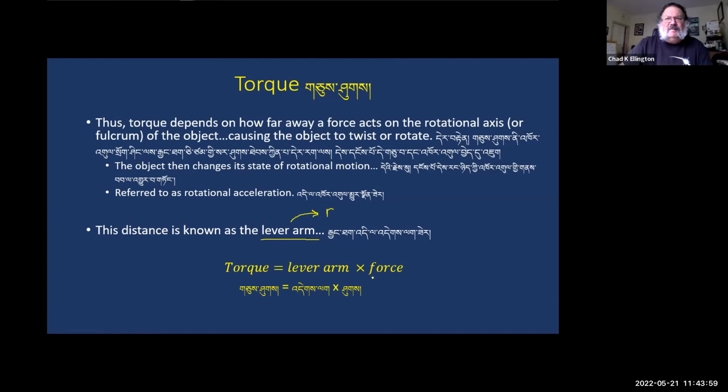And it does depend somewhat on the force, but we need to take into account the direction of that force.